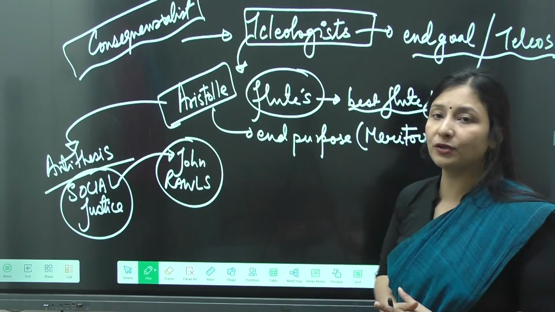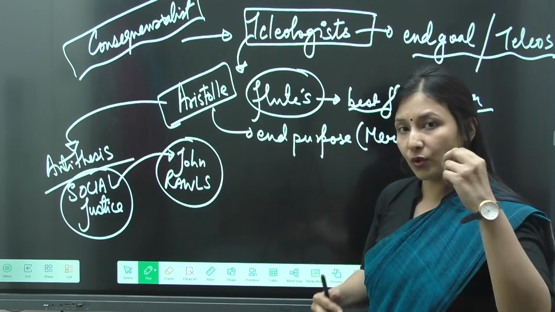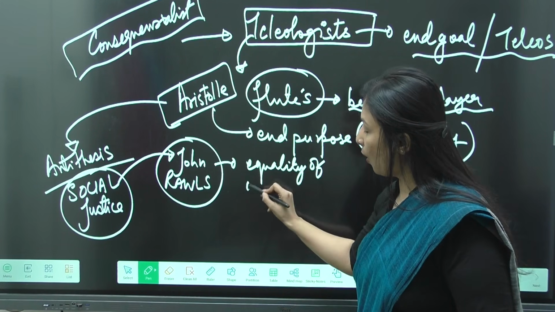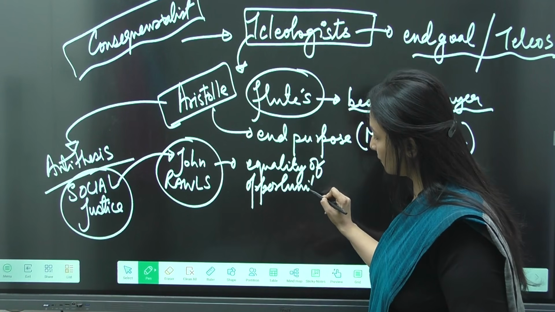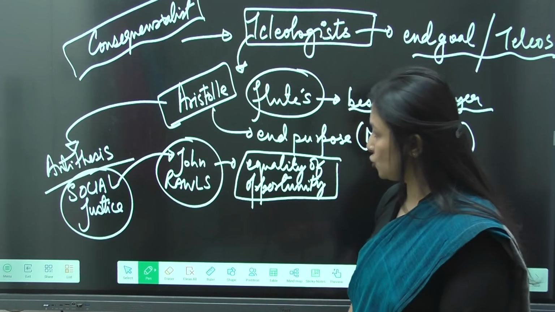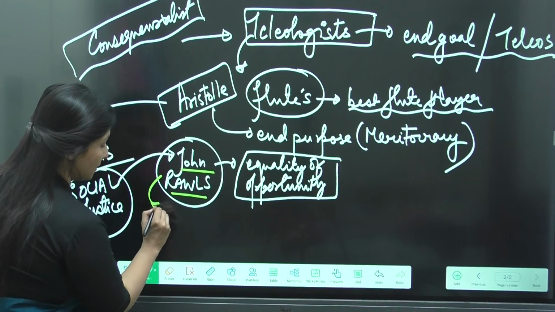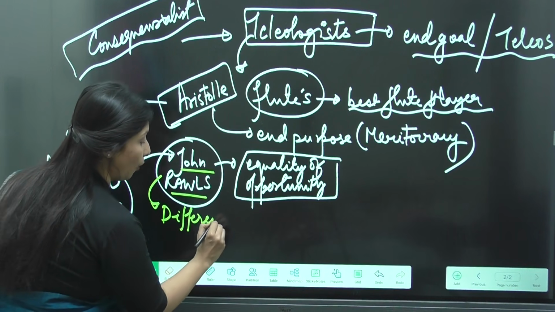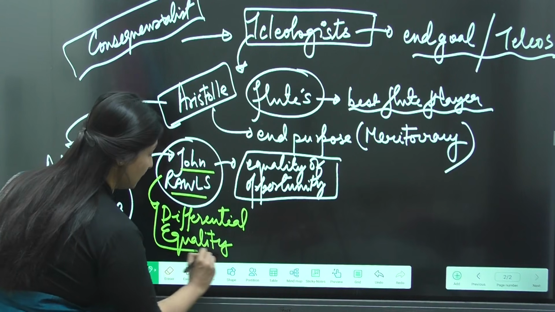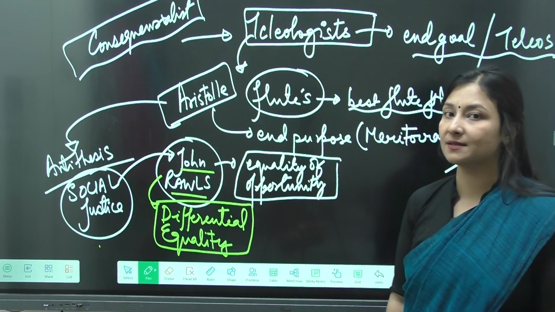Why do you, Aristotle, judge like this, that you want to give the flute to the best flute player only? Why don't you want to give at least the equality of opportunity for every people? And on this basis, John Rawls has given his principle of differential equality, right? And in this differential equality, he says that the starting line of all the flute players cannot be the same, right?